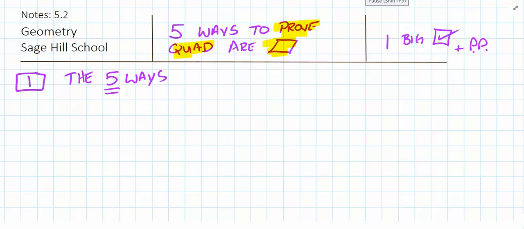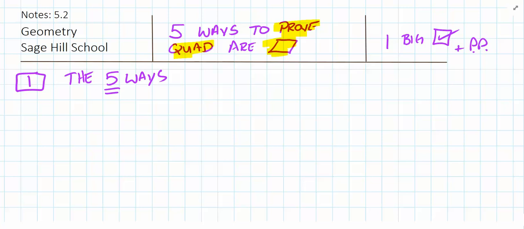This lesson, you've got to understand what we're doing right now. This lesson is to show you how to do the 5 ways to prove a quadrilateral is a parallelogram. There's 5 ways to do it. Alright? And 3 of the ways are just converses of the statements that we just had in section 5.1. So this lesson is all about the 5 different ways you can prove a quadrilateral is a parallelogram.